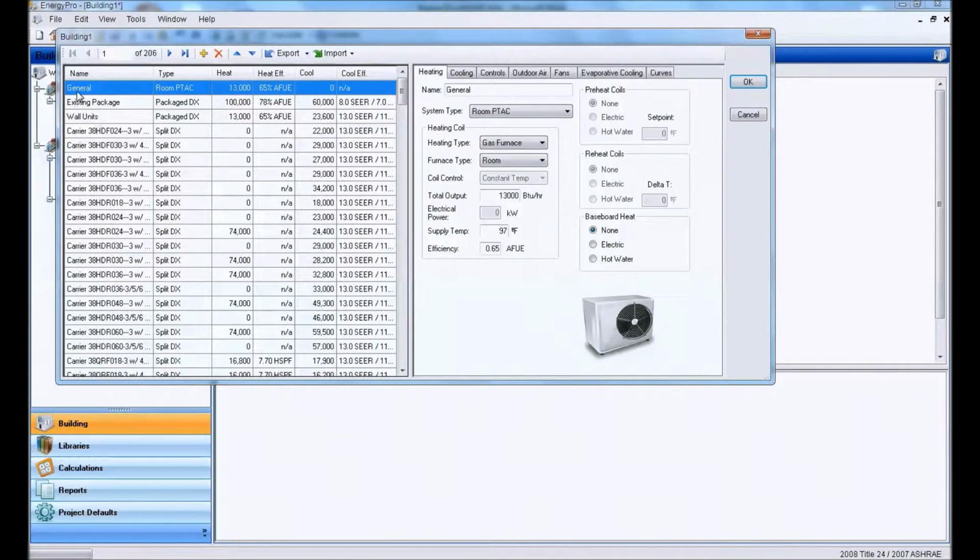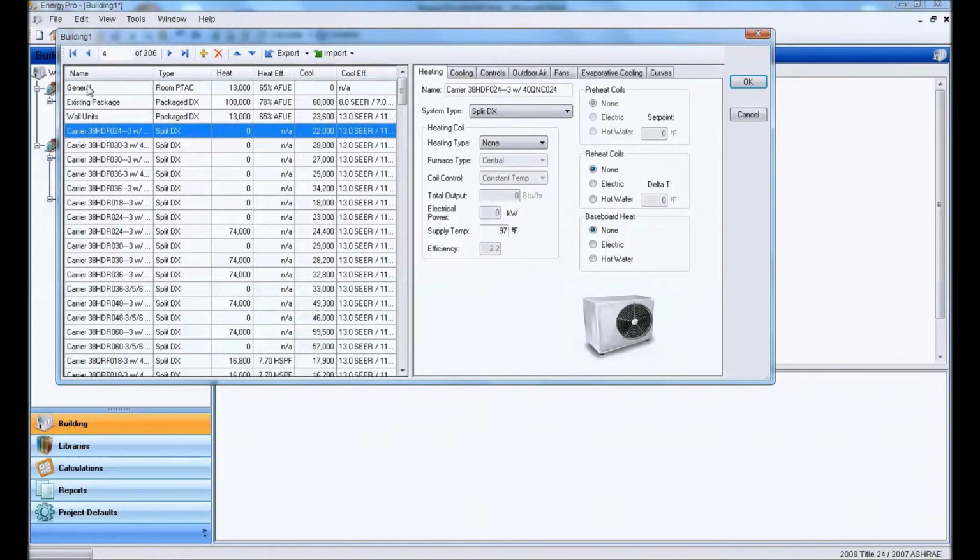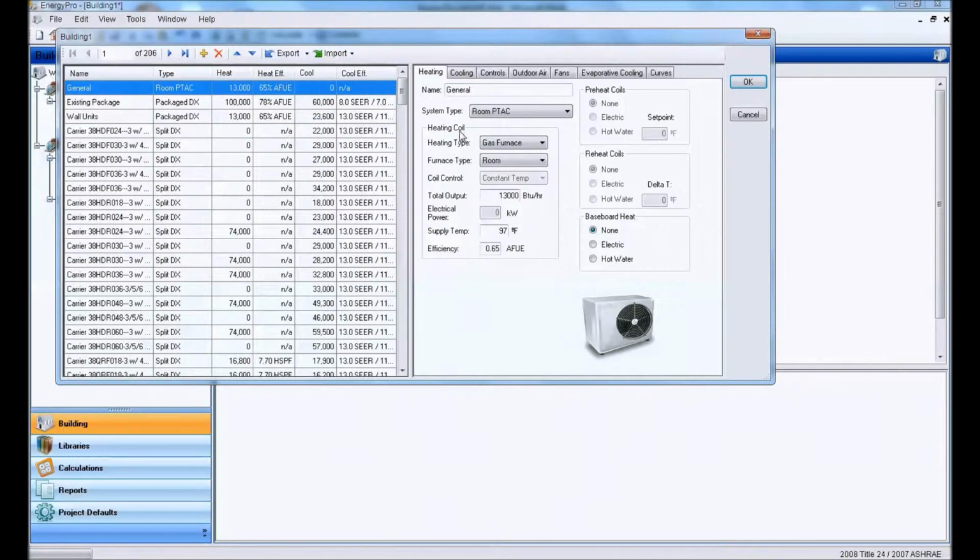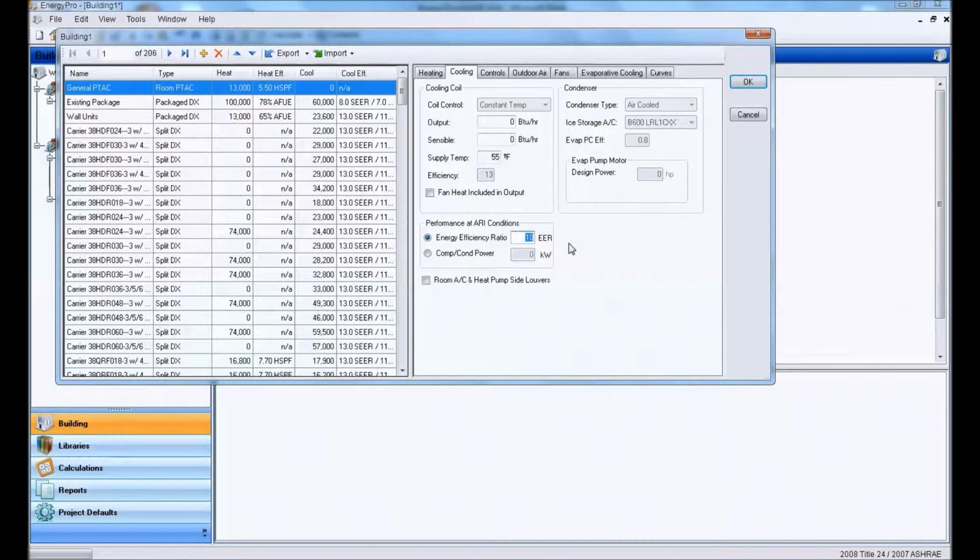So what I went in and did was I renamed one of these systems and gave it the information from the analyst, or the ASHRAE level 2 assessment. So we'll name that as our general package terminal air conditioner. It's pretty easy to rename. You will change the system type based on the setup. This is going to be electric resistance, and we're going to say this is a 5.5 HSPF, and get information about the cooling side as well.